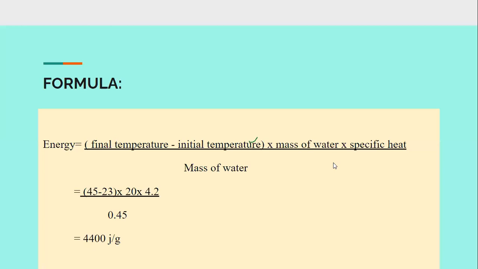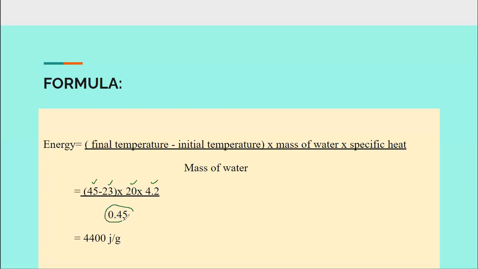The formula is final temperature minus initial temperature, multiplied by the mass of water, multiplied by the specific heat of water, divided by the mass of the food. Okay. So if we put the values, final temperature 45, initial temperature 23. So 45 minus 23, multiplied by mass of water, which is 20 grams because it was 20 cm cube of water. So that is equivalent to 20 gram. Specific heat of water is 4.2, and the mass of the food which we have recorded, measured using a top loading balance, is 0.5. So this is the value. When you put it in the calculator, you will get this value.